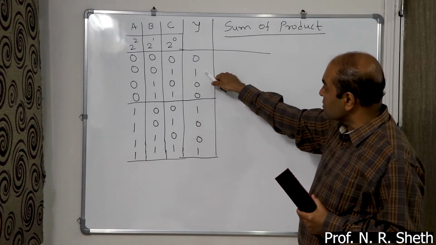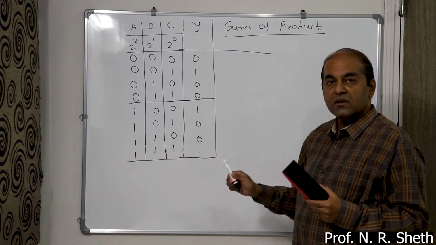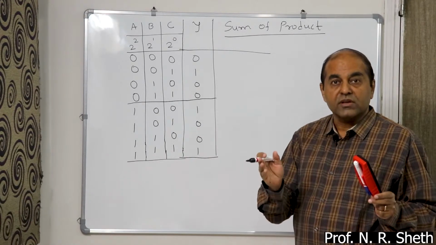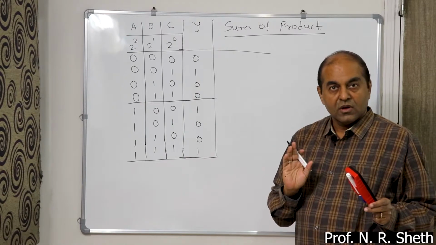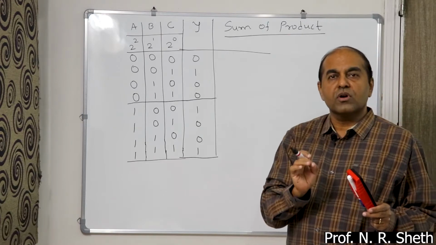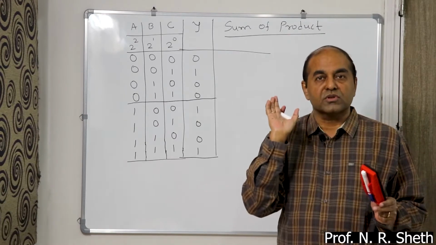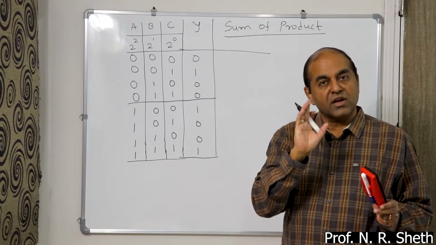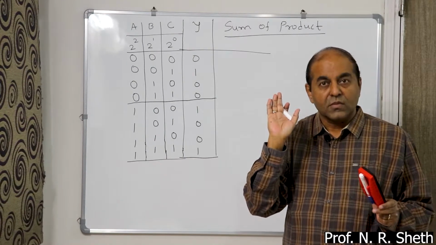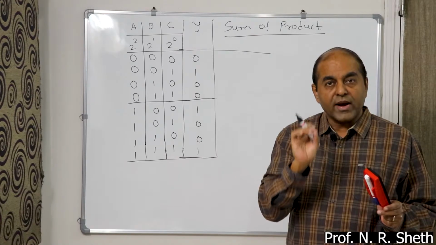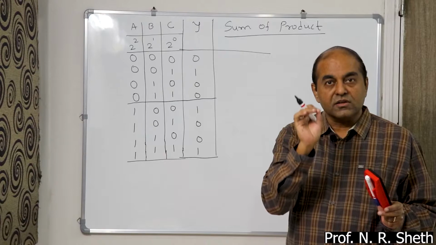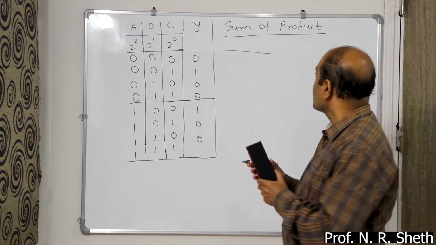Only for these three cases, number 1, 2 and 3, the output is high. For the remaining 5 cases, the output is 0. So rule number 1: you have to focus only on those outputs which are high. Ignore all the remaining ones, and find out the fundamental product for those cases whose output is high.